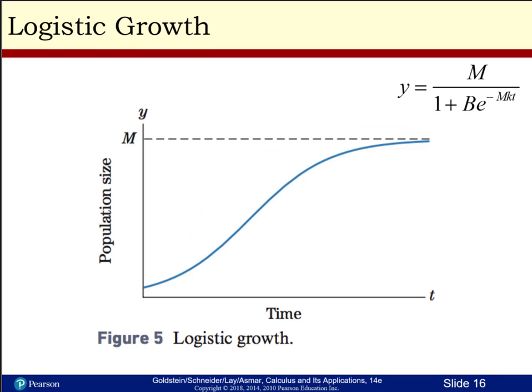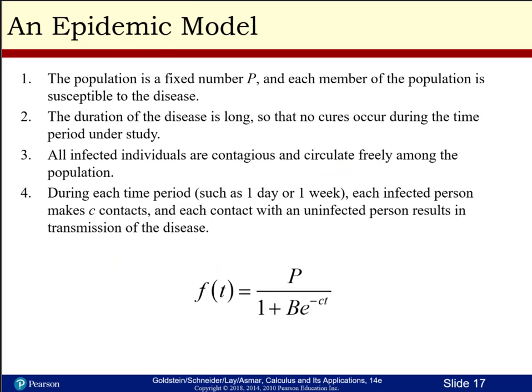Here's a logistic growth problem. This is used in different population growth. y equals m over 1 plus b e to the minus mkt. We looked at this one. Next, an epidemic model. It's kind of a strange one to have here in these times, isn't it?